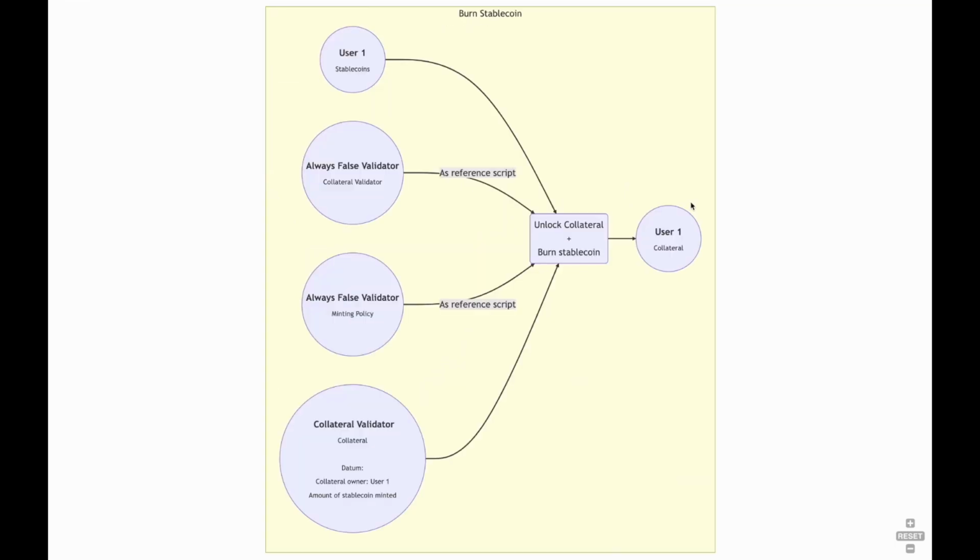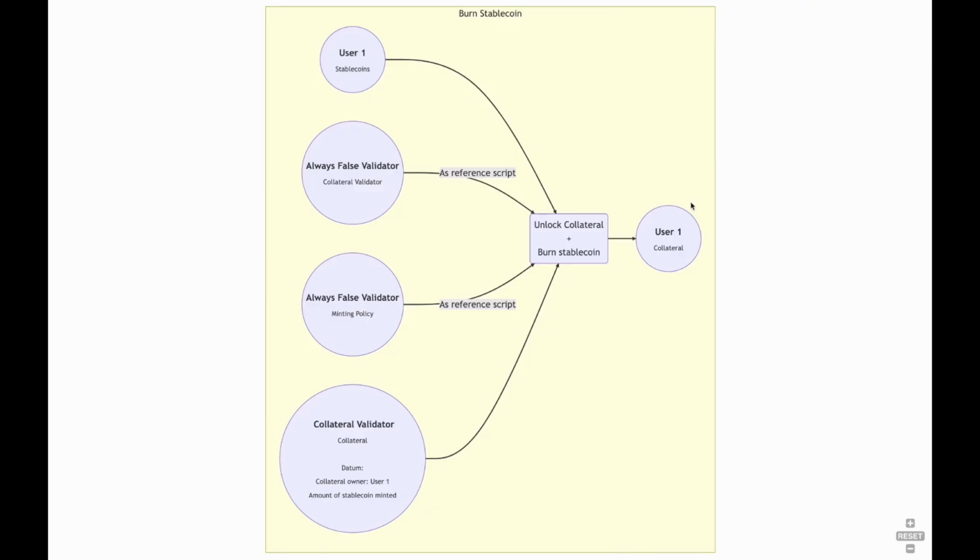So then, let's say later, the user wants to burn their stablecoin tokens and get back the ADA. In this case, two validators would run in this transaction. The first one is the collateral validator, because we're spending the collateral UTXO. And the second one is the minting policy, because we're burning stablecoins that belong to this policy.